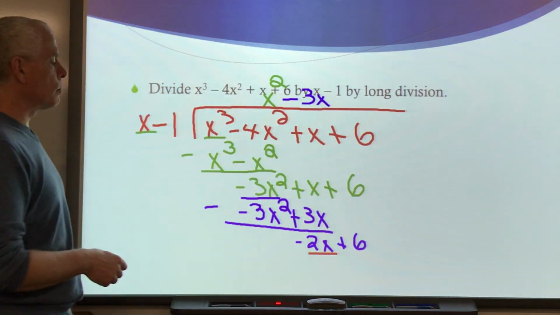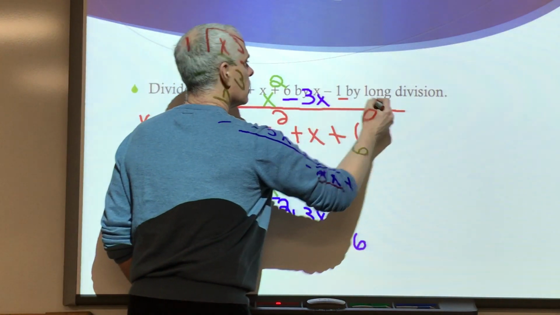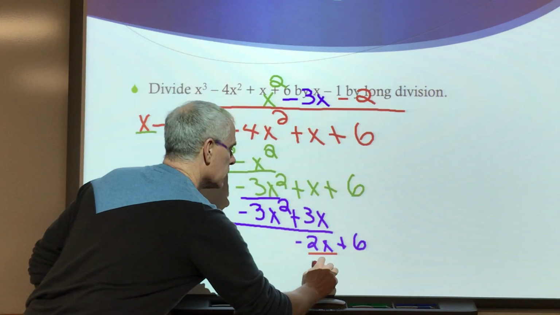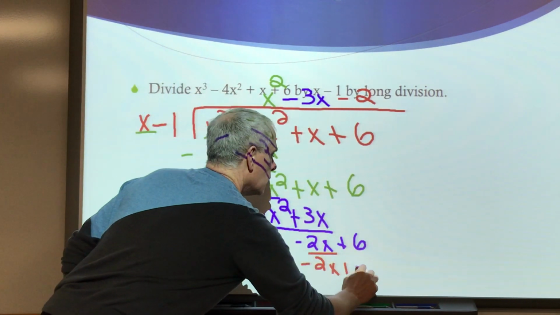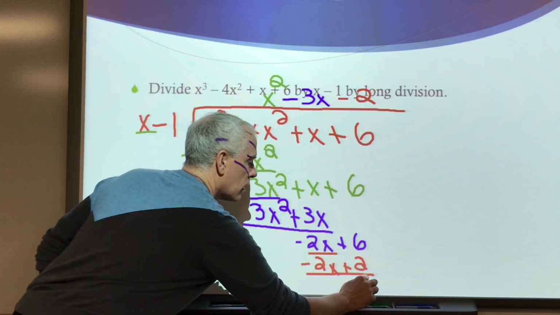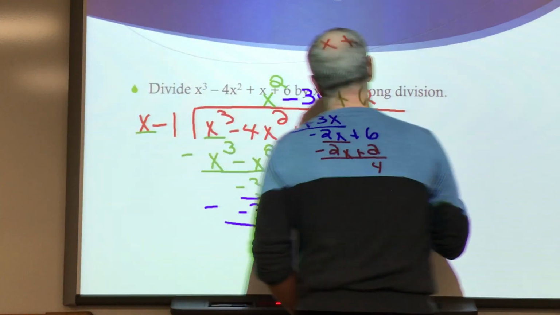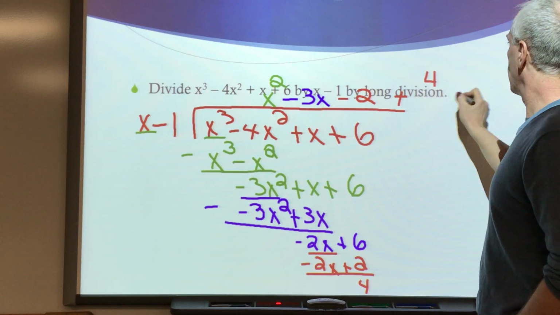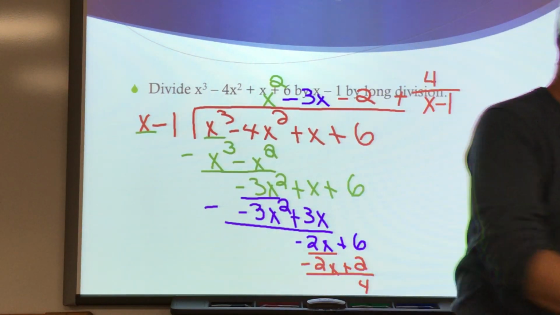Focus on that first term. Negative 2x divided by x is negative 2. Multiply back down. Negative 2 times x is negative 2x. Negative 2 times negative 1 is plus 2. Subtract all of that out, and you're left with 4. Okay? And so the way I'm going to write my remainder is plus 4 over x minus 1. Okay?